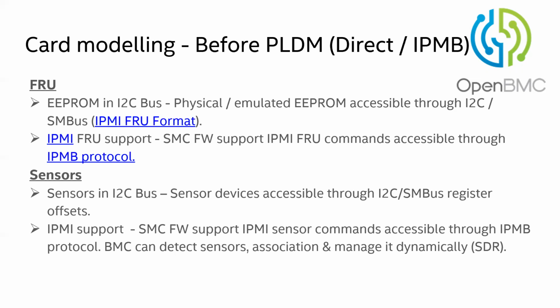Then another model is there can be an SMC, a smaller controller, which will run some firmware. It can support IPMI FRU commands. So as a part of our IPMB protocol, what the BMC can do is it can issue to the SMC Get FRU commands, and it can read all the FRU details from the add-in card SMC firmware. In this way, the BMC will be able to know the FRU details of the add-in card, and accordingly it can advertise the inventory kind of stuff, right? So this is also another possible way we used to follow earlier, before PLDM.